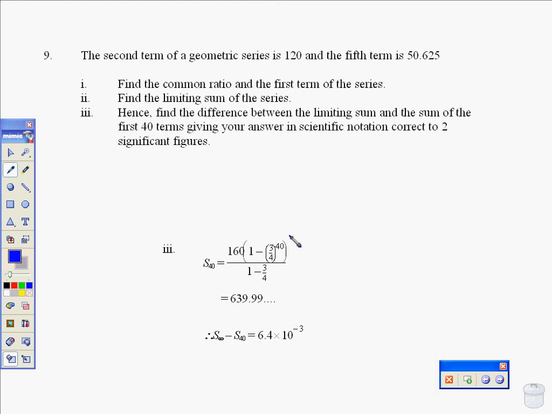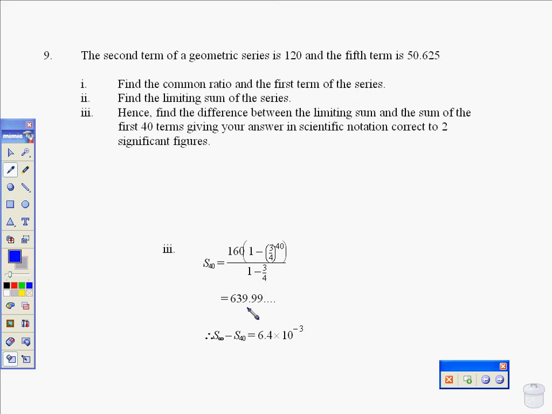As we start to see here, because part 3 says find the sum to 40 terms. So we go and apply that formula. A times 1 minus R to the power of n over 1 minus R gives us 639.999, and we get that. Subtract that from 640. So the sum to infinity minus the sum of 40 terms gives us 6.4 times 10 to the power of minus 3. We have to answer in scientific notation because it's getting really small, as you can see.